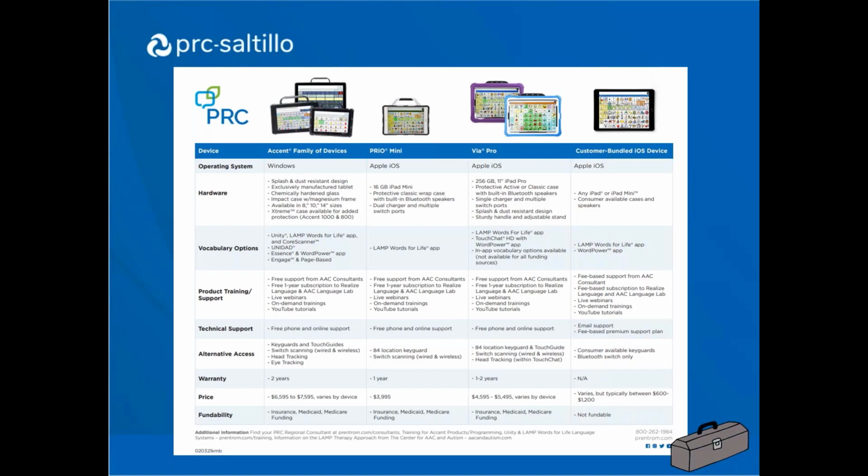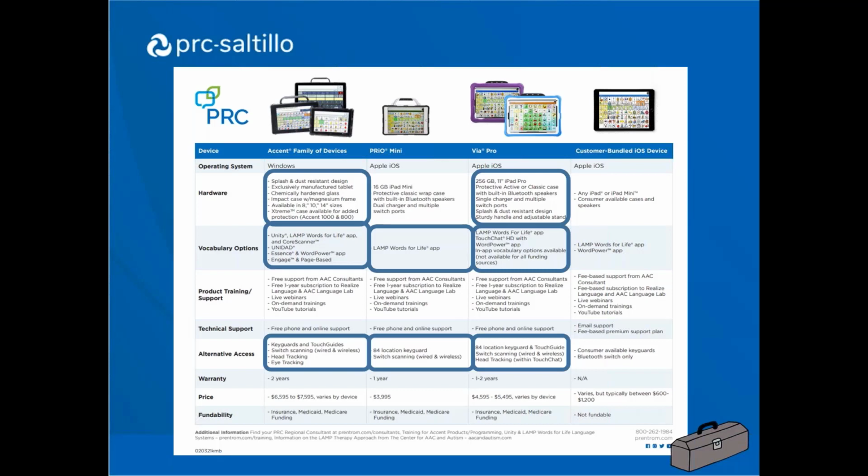So we're also comparing our warranties here between the Accent product line and the iOS product line, making some comparisons there. And lastly, in the very last column, we see the customer bundled iOS device option. So this is really the DIY model that Heather had talked about. This is estimating for you if a family were to purchase the iPad, purchase the vocabulary program, maybe some peripheral equipment, what those considerations would be.